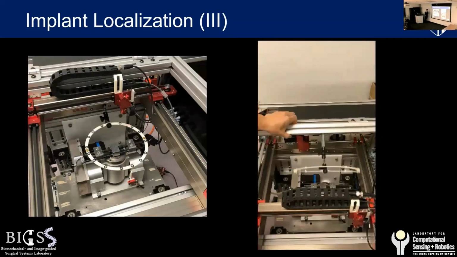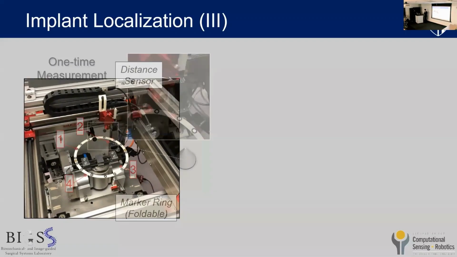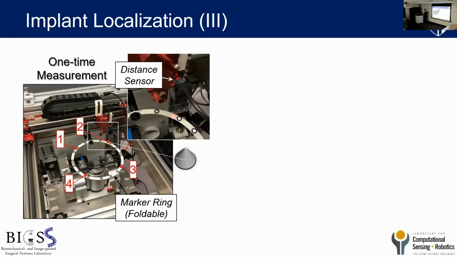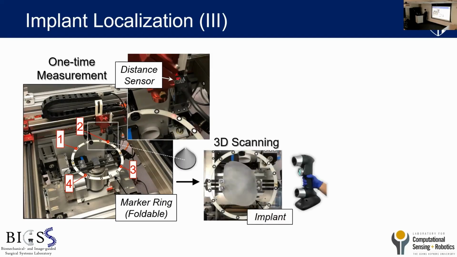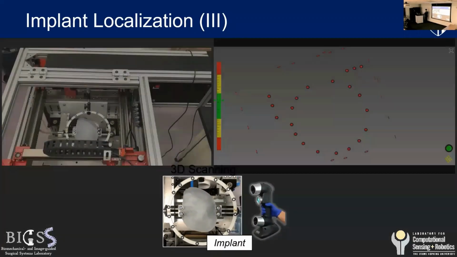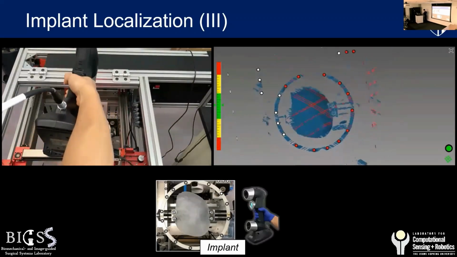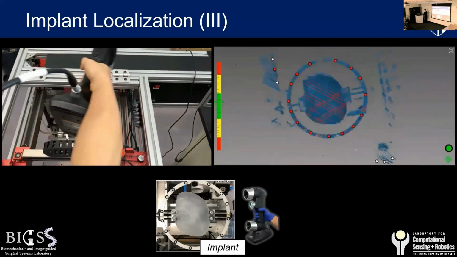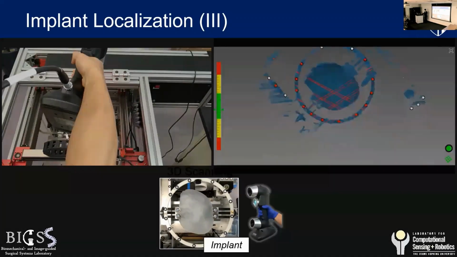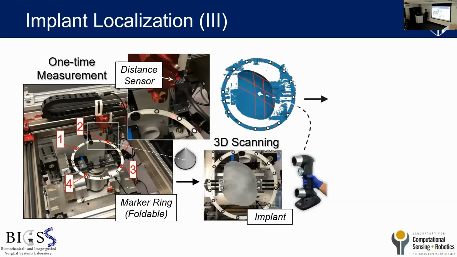However, the implant may not have markers designed by the manufacturers. So the third approach is to use the 3D laser scanner by relying on this marker ring. This marker ring has 4 cones, and the tips of the cones can be measured by the distance sensor. And then we mount the implant onto the implant fixture to perform 3D scanning using the 3D laser scanner. And these red circle dots are just for the laser scanner to generate the 3D mesh.